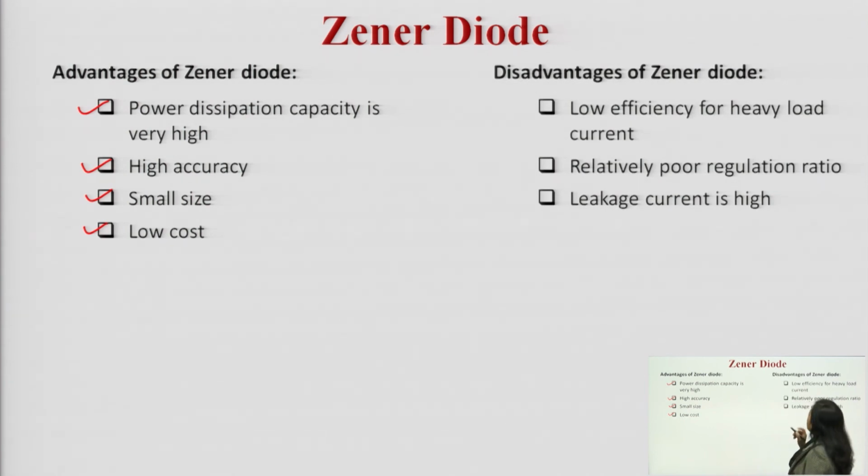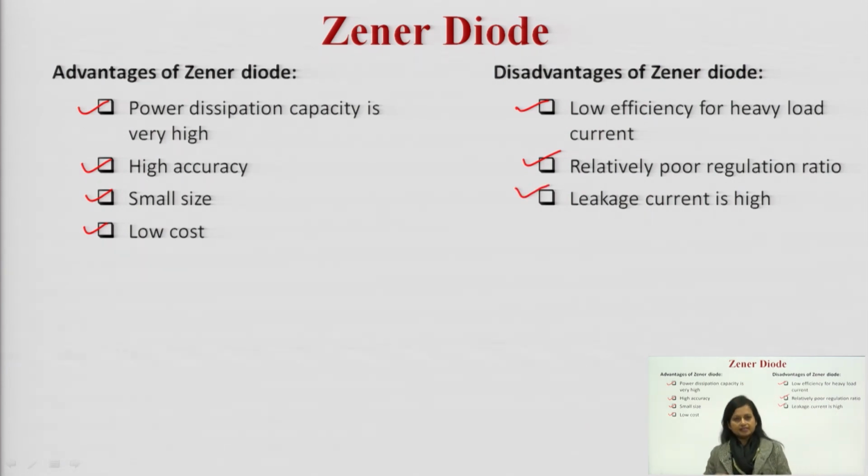Disadvantages: low efficiency. If there is a heavy load current, its efficiency is relatively low. So, that is a limitation in the case of the Zener diode. Poor regulation ratio, and leakage current is high. So, these are certain disadvantages of the Zener diode.